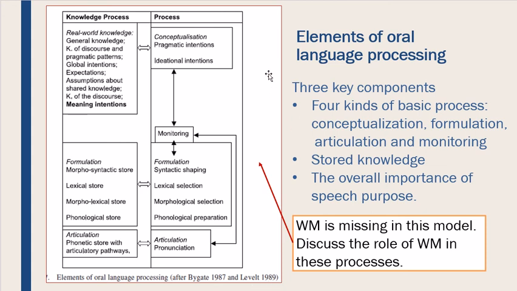Therefore, I go through this very quickly because most of what you see here has already been discussed. There are three key components in this model. Component 1 includes 4 basic processes.